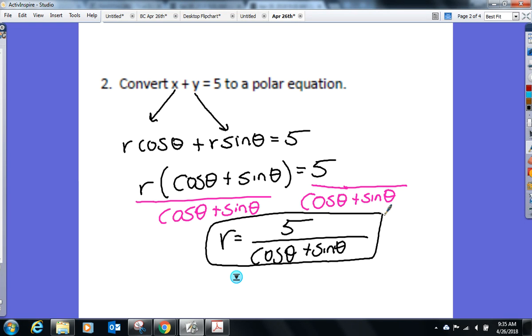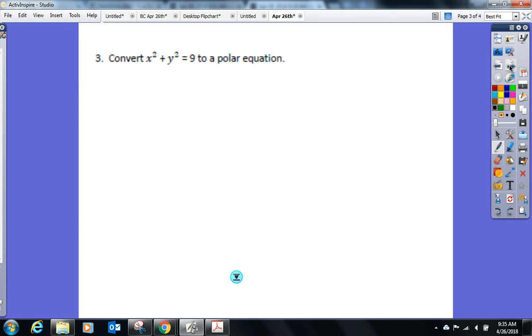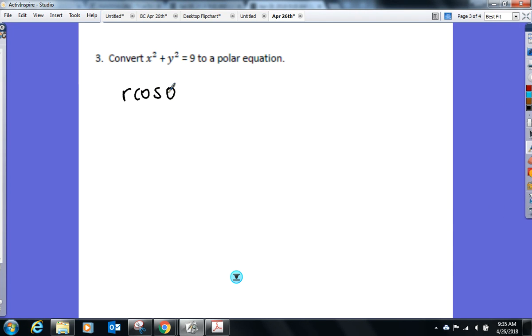Everyone all right? Okay, ready to get a little tougher. X squared plus y squared equals 9. Everyone see an X? What's going in for the X? R cosine theta. That's just for X, and then I'm going to square it. I'll work with you in a second on that. And then in the second one, what's getting plugged in for y? R sine theta squared equals 9.